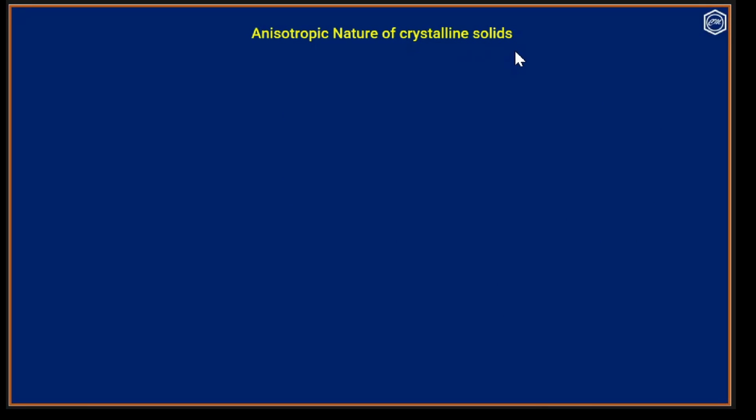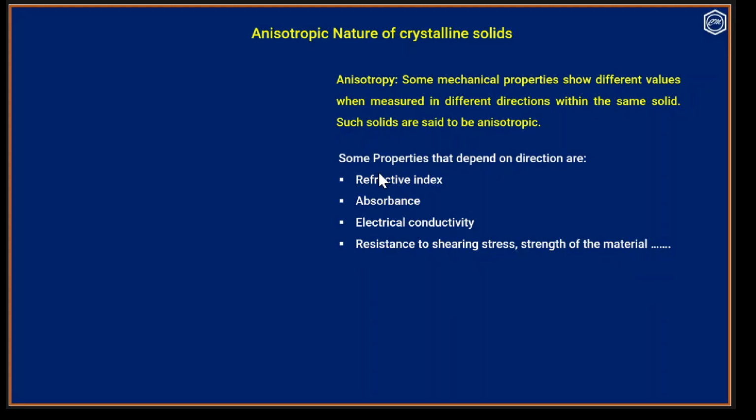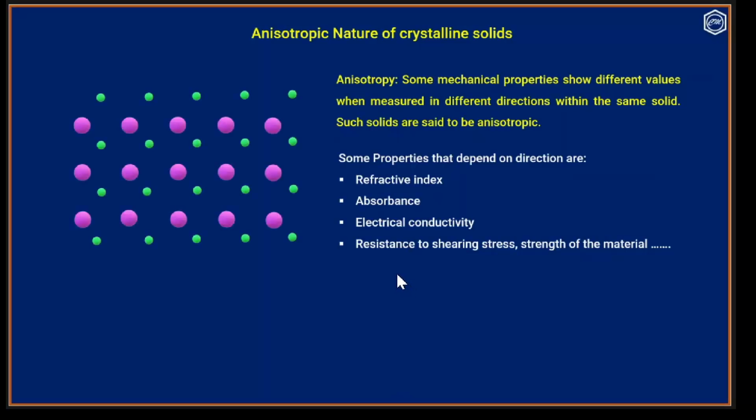Crystalline solids are anisotropic. Anisotropic means not the same throughout, and isotropic means the same throughout. Some mechanical properties show different values when measured in different directions within the same solid, and such solids are said to be anisotropic. Some properties that depend on the direction are refractive index, absorbance, electrical conductivity, resistance to shearing stress, strength of the material, etc.